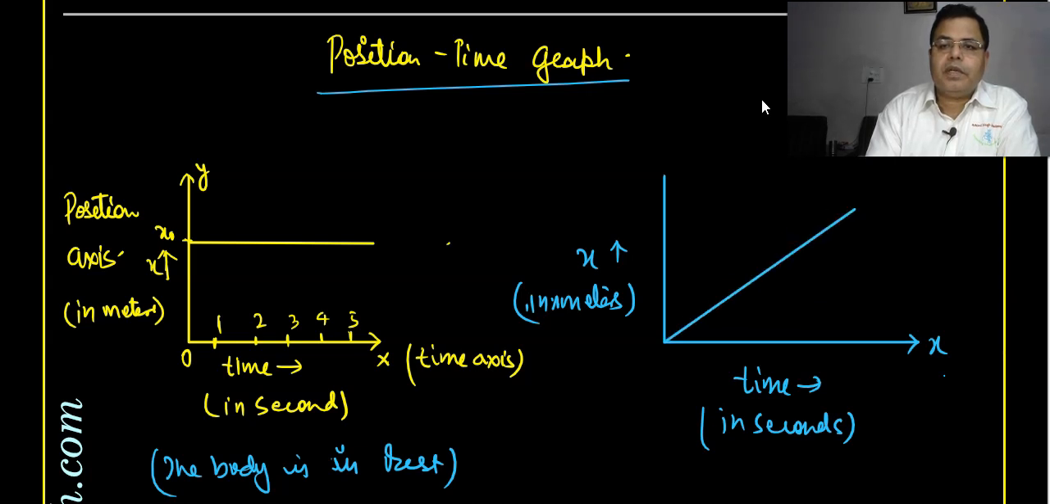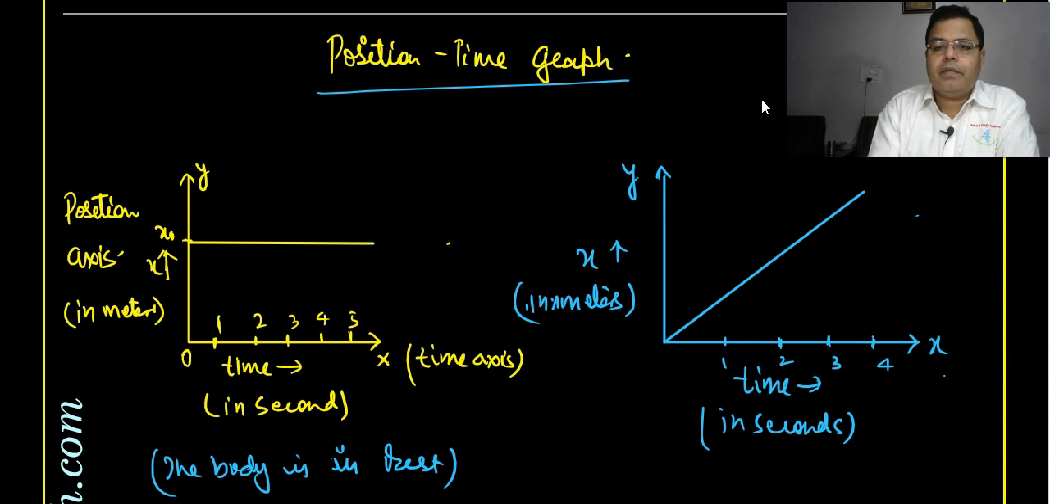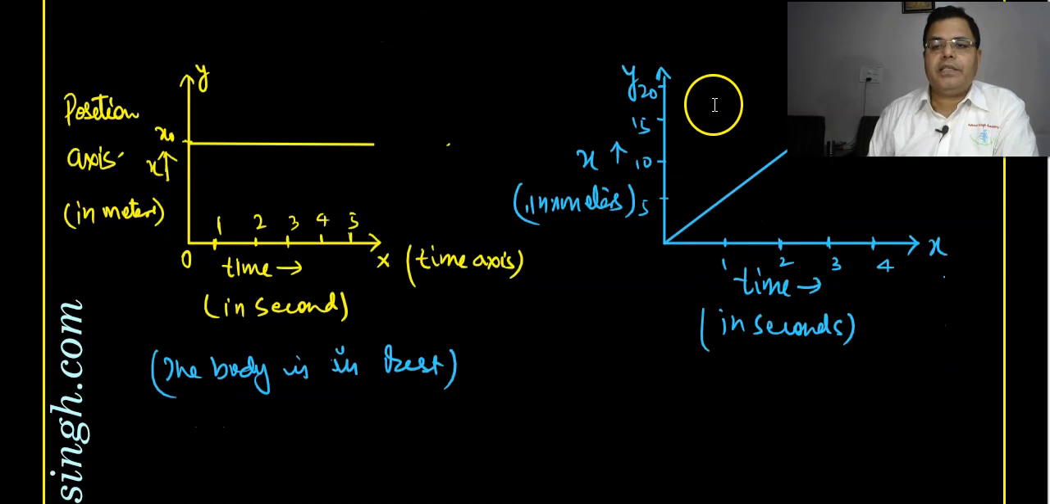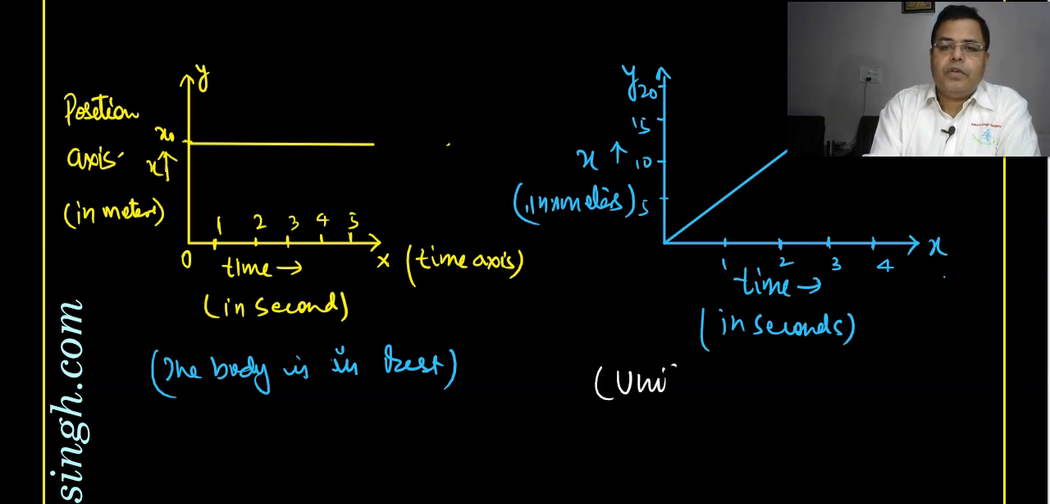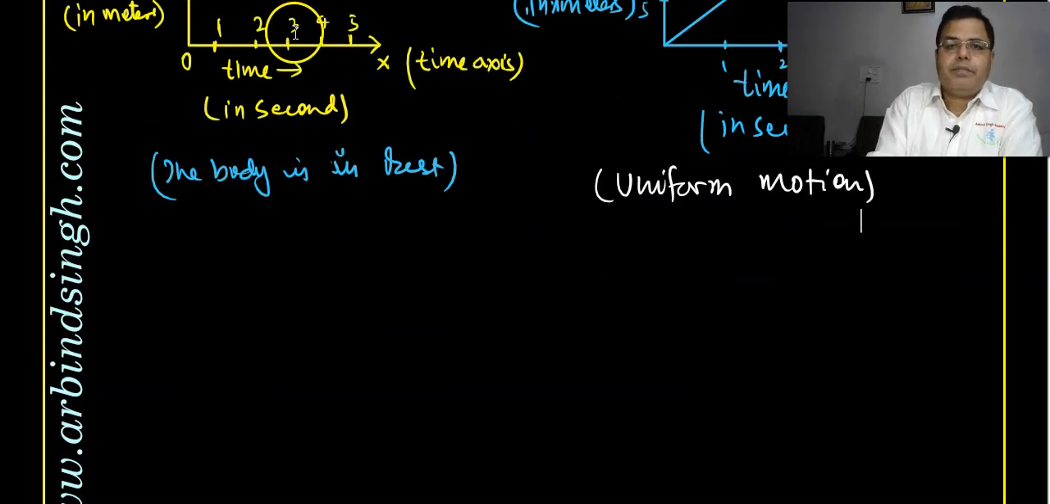It means what? In this graph, this is the y-axis and the x-axis. When time is 1, 2, 3, 4 seconds, the particle has some distance: 5 meters, 10 meters, 15 meters, and 20 meters. So in each 1 second, the distance traveled by the body is 5 meters, in 2 seconds 10 meters, in 3 seconds 15 meters, and in 4 seconds 20 meters. So this graph represents uniform motion of the body. Why? Because the particle has traveled equal distances in equal intervals of time.